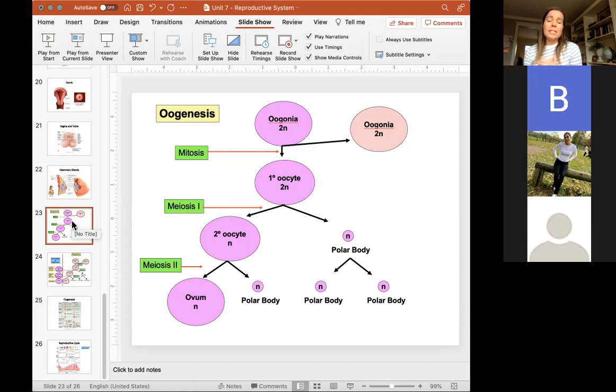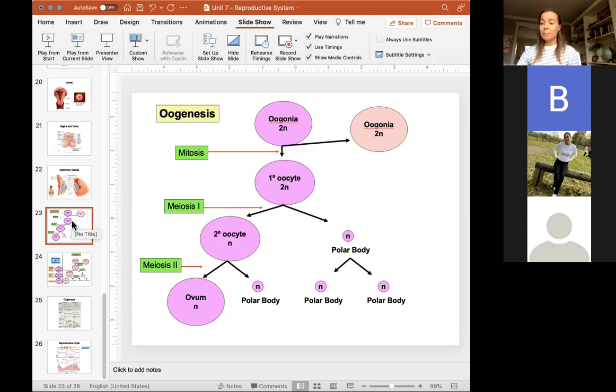So the definition for oogenesis is the series of events that leads to the production of ova, which are eggs in females. And I mentioned just a minute ago that it's very similar to spermatogenesis, which occurs in males. But there are a couple really big differences between oogenesis and spermatogenesis.